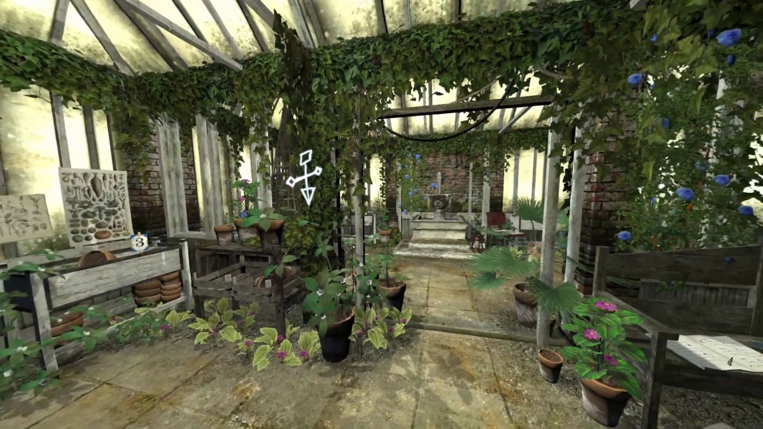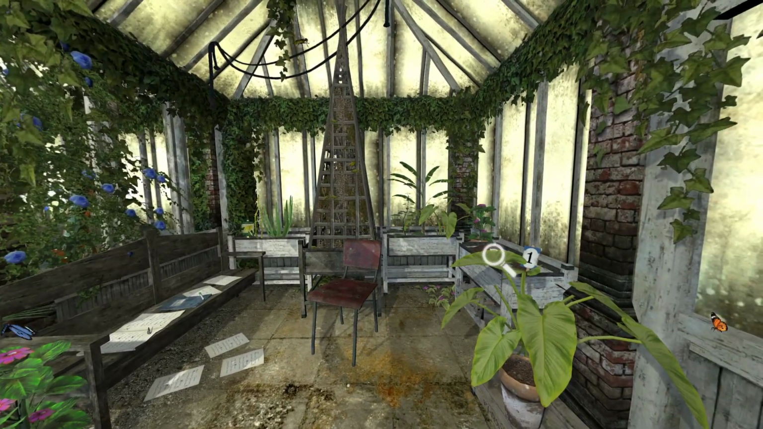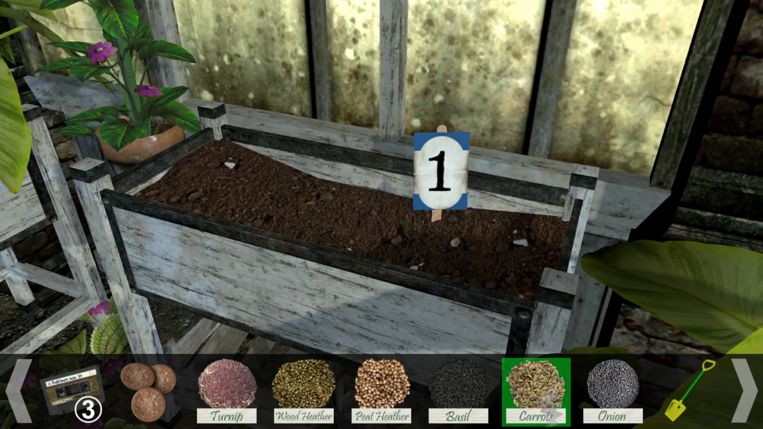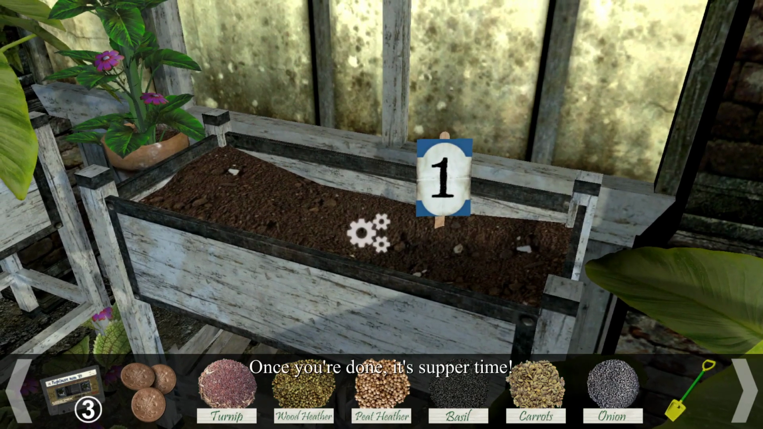So was I supposed to put more than one thing in here? More carrots, once maybe? Once you're done, it's supper time.